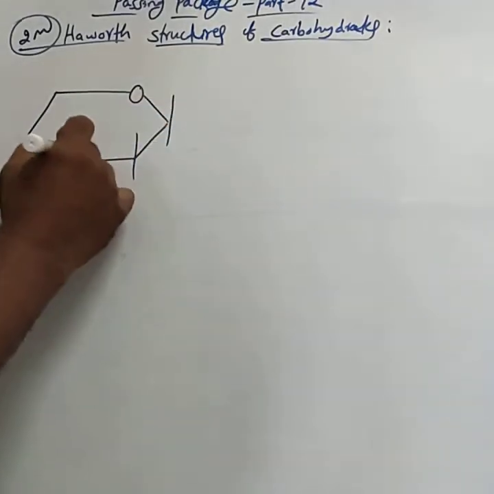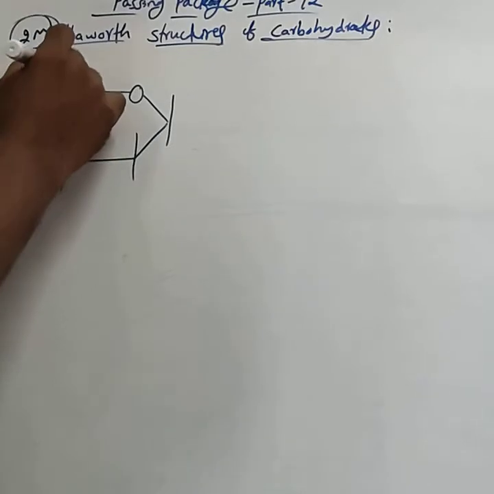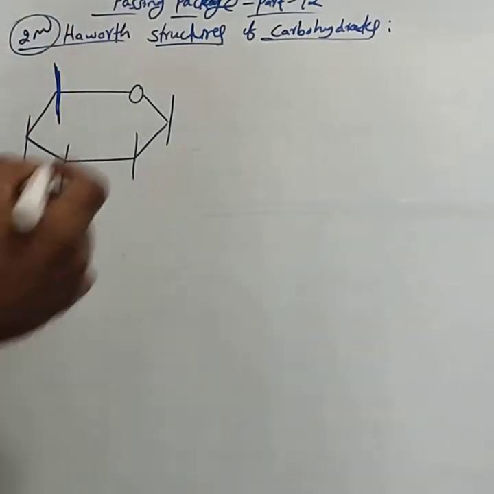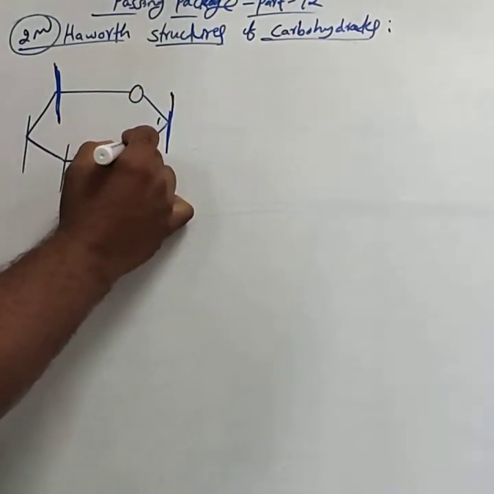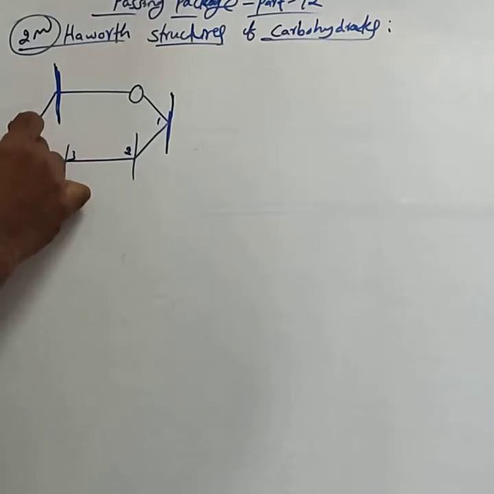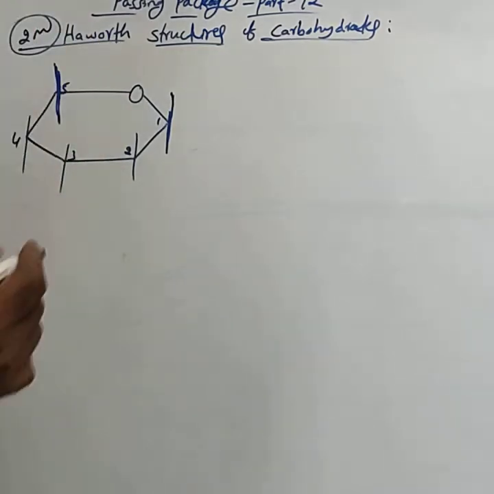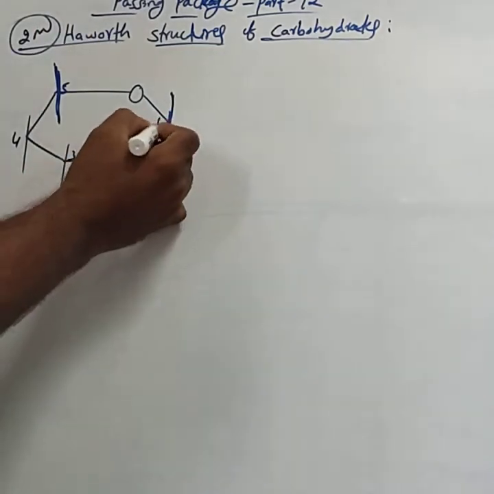This is the pyranose ring. Then this is the first position, second, third, fourth and fifth carbon. These corners indicate the carbon atoms.